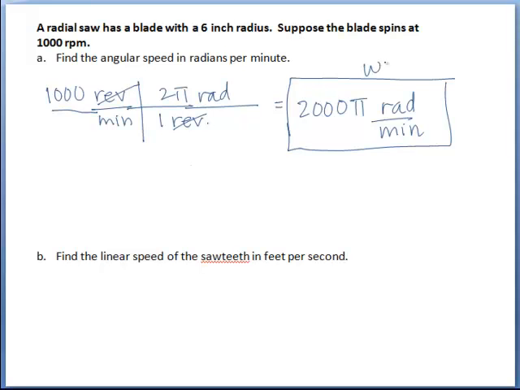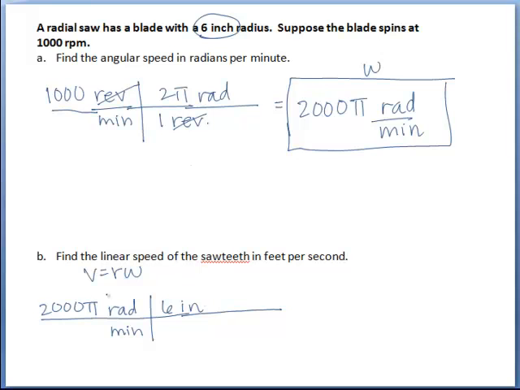That's your omega. Now, to find the linear speed of the saw teeth in feet per second, remember we use our formula V equals R omega. We have our omega, 2000 pi radians per minute. And our answer needs to be in feet per second. So we need to convert radians per minute to feet per second. To convert radians to units of length, we need to multiply by a unit of length. 6-inch radius here. So if we multiply radians by 6 inches, and again, this is omega, this is R, so we've got V equals R omega.